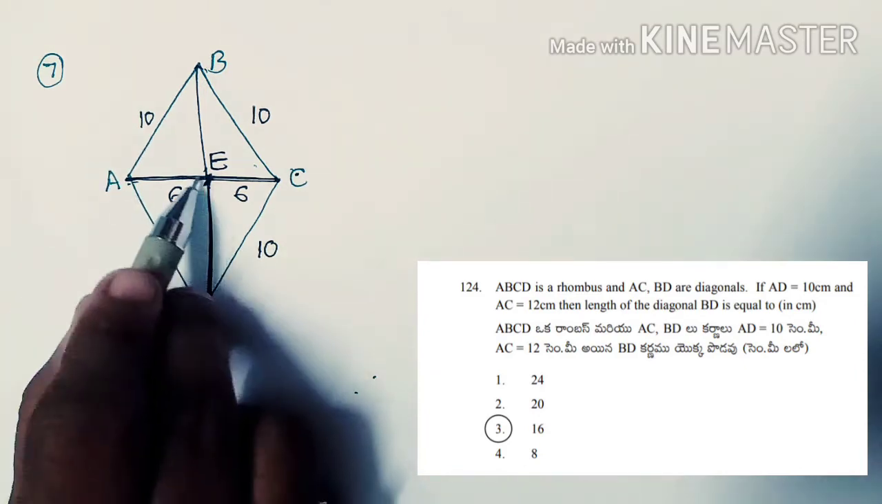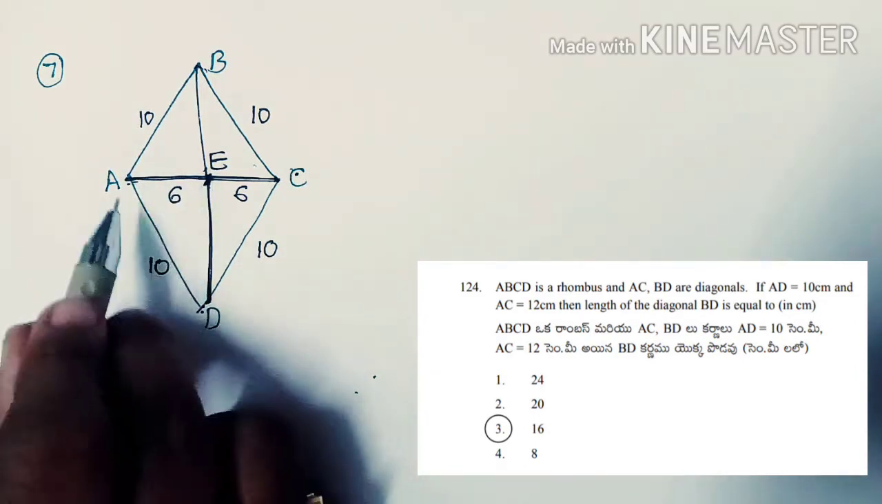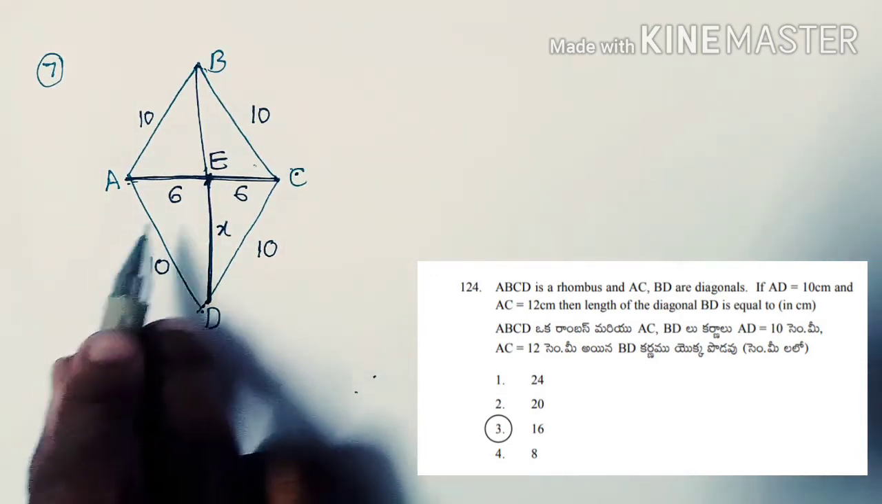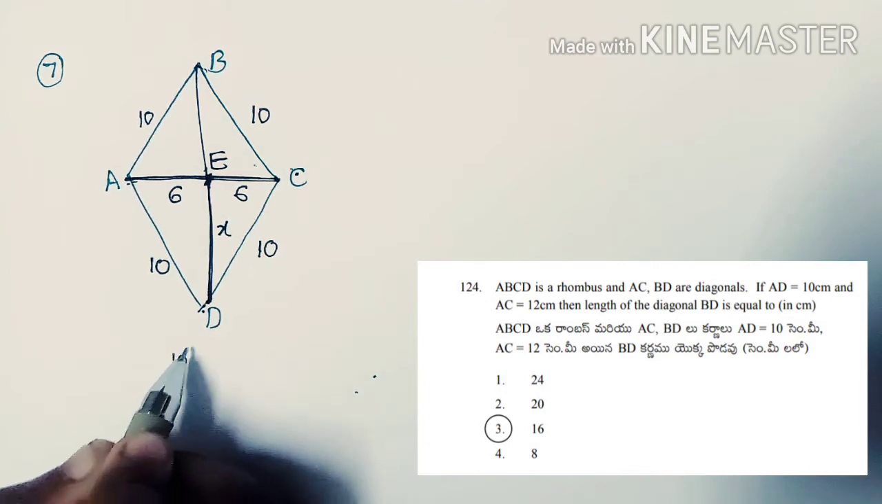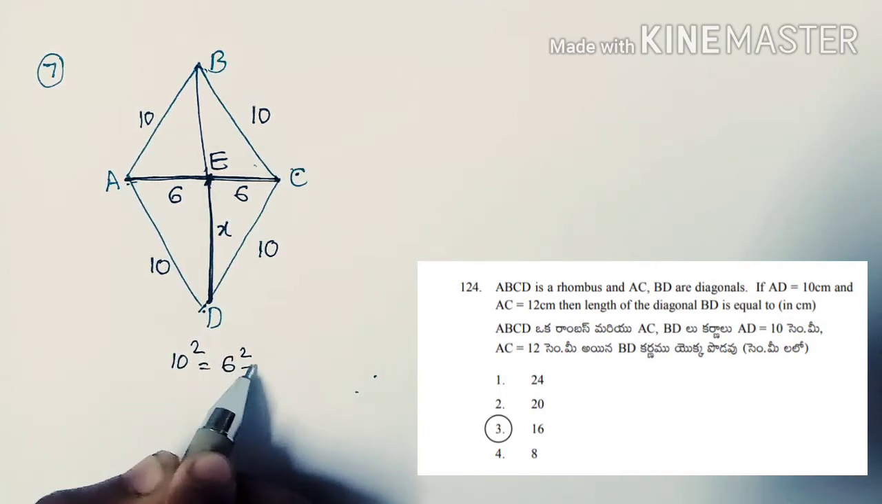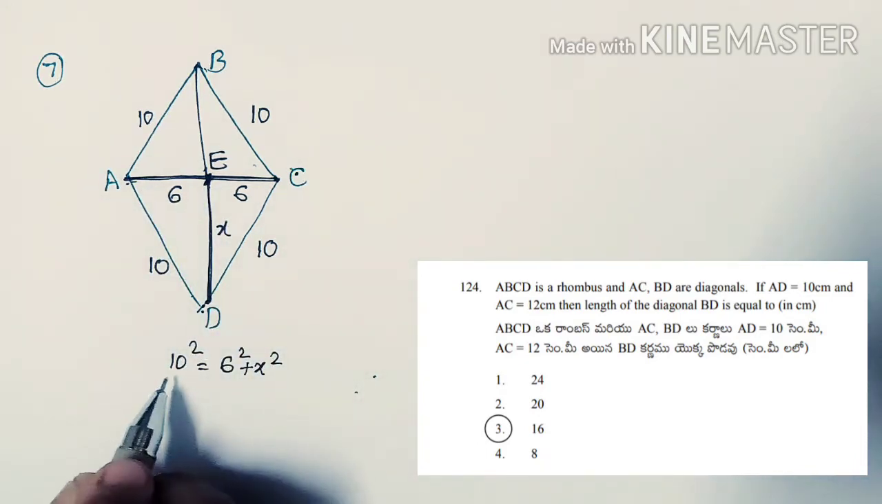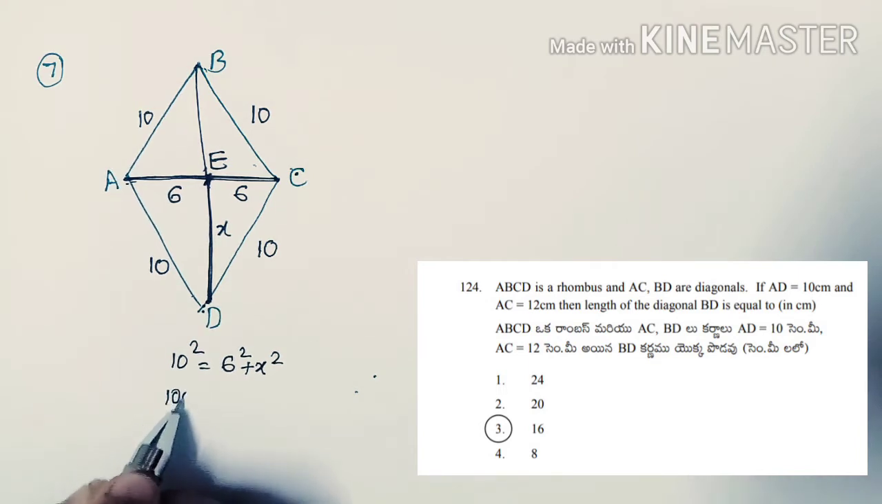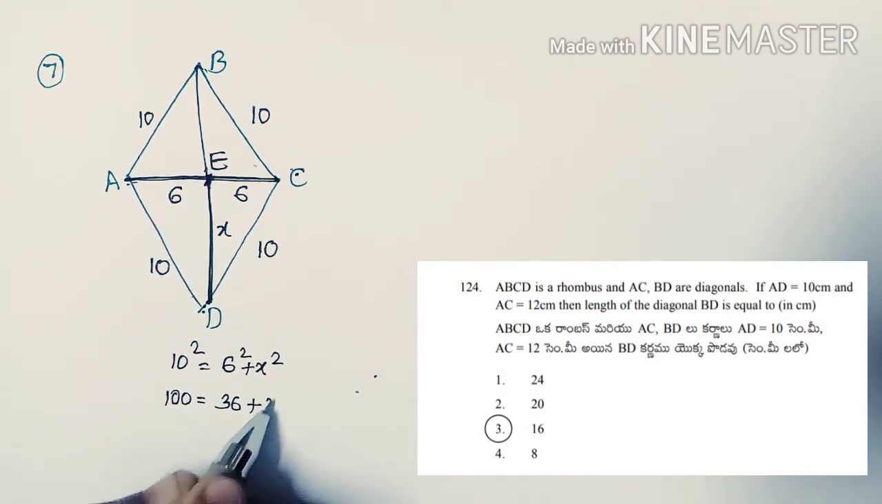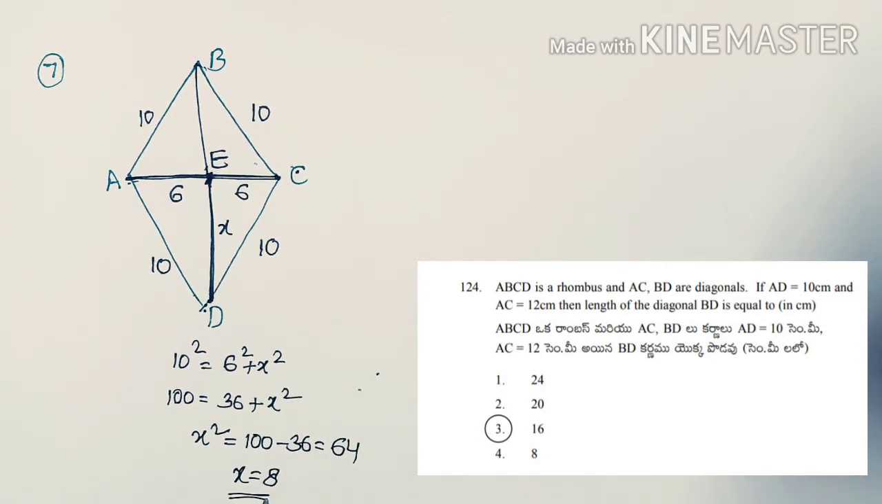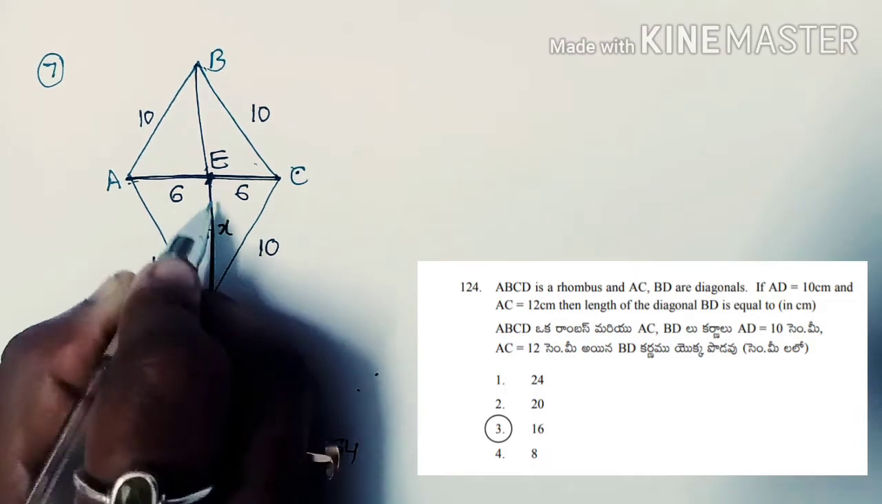Now clearly from the diagram, AED is a right angle triangle. So first we take this value as X here. Since it is a right angle triangle, hypotenuse square is equal to side square plus side square. That is 100 is equal to 36 plus x square. Then x square is equal to 100 minus 36, which is 64. So x square is equal to 64. Then the value of x is equal to 8.